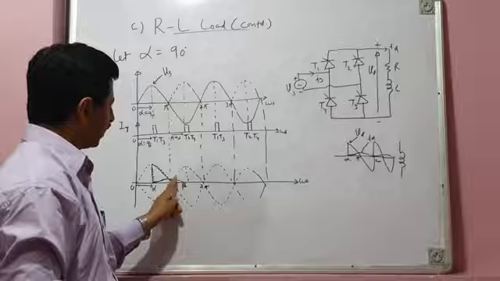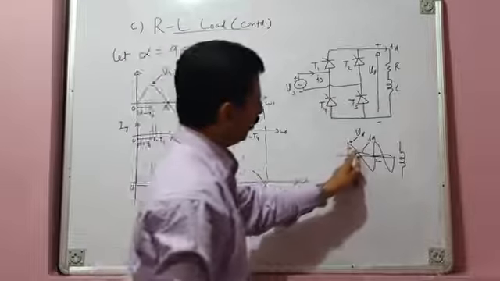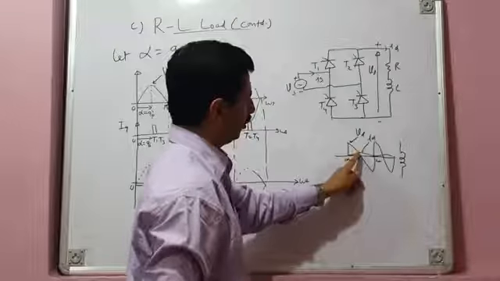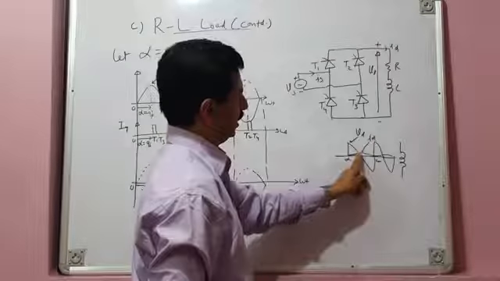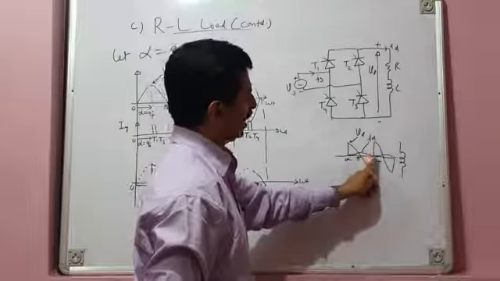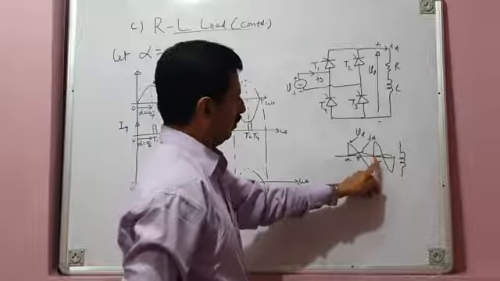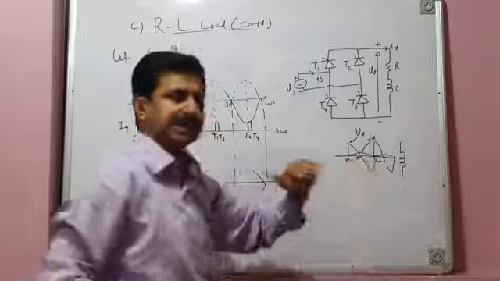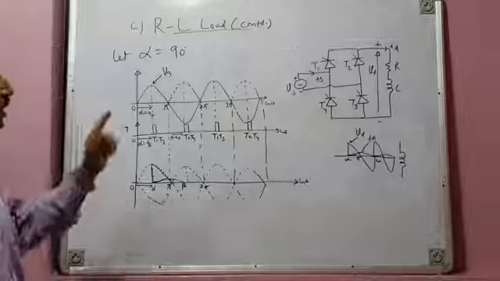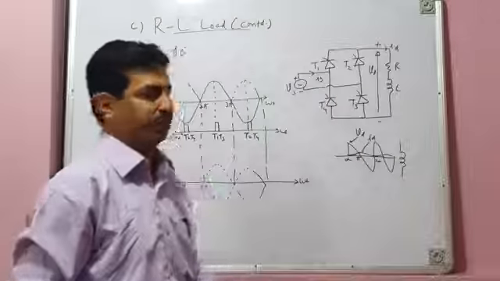Why is the current not continuous like in the purely inductive load? For a purely inductive load with alpha equal to 90 degrees, the load current is just continuous. It reaches peak value at pi and just tries to become 0 at 2 pi. But before becoming 0, the next firing takes place. So current is just continuous. But that is not the case for a purely resistive inductive load.